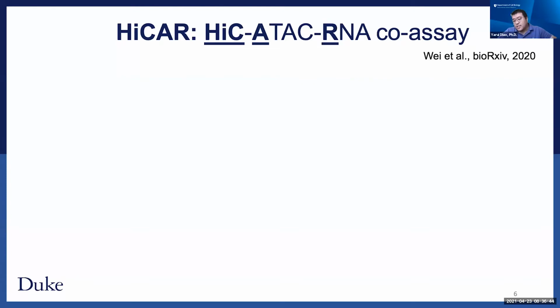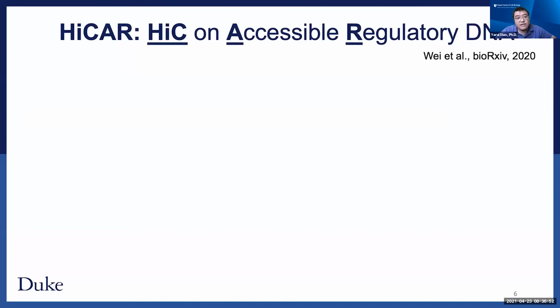As an assistant professor who is trying to publish our first paper, I'll do everything to make our reviewer happy. So now we changed the name of our method. We name this method Hi-C on accessible regulatory DNA. So still we call this HiCAR.